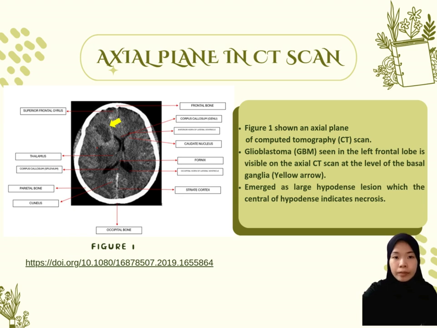left frontal lobe. Usually on CT scans, areas that appear darker than the surrounding brain tissue we refer to as hypodense. In this axial view, glioblastoma appears as a large hypodense lesion, in which the center of the hypodensity indicates necrosis. So how does necrosis happen? Necrosis happens when our brain tissue does not receive adequate blood supply because of the growing lesion, or in this case, the glioblastoma, which grows very rapidly in our brain.